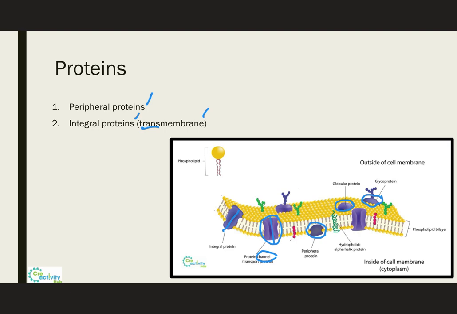Now, other channels are what we call gated channels, meaning that they will have a gate that opens and closes. And this will allow for regulation of material that is wanting to pass through them. Examples of gated channels are ligand-gated ion channels and voltage-gated ion channels, where ligand-gated ion channels open when a chemical ligand, such as a neurotransmitter, binds to the protein, and voltage-gated ion channels open and close in response to changes in the membrane potential.